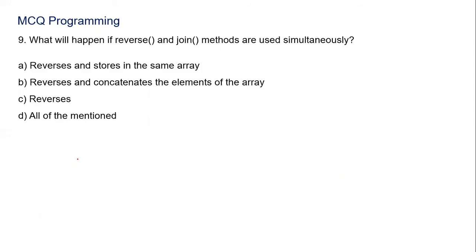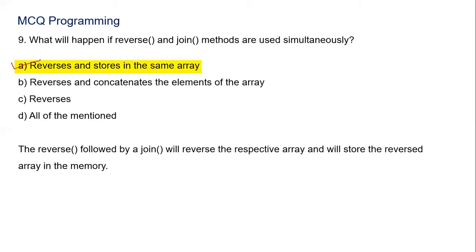Look at the next question, question number 9. What will happen if reverse and join methods are used simultaneously? If reverse and join are used simultaneously, then you get the reversed result stored in the same array. The reverse followed by a join will reverse the respective array and store the reversed array in the memory. So it is going to reverse and store in the same array, not a different array. Same array. Remember that.